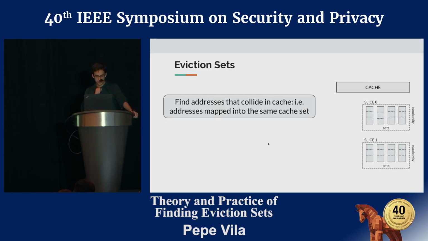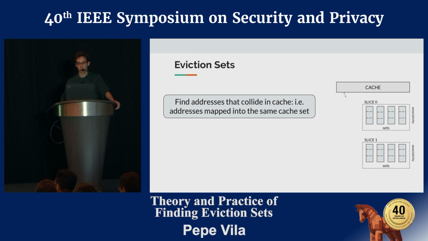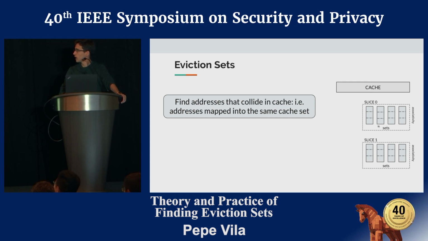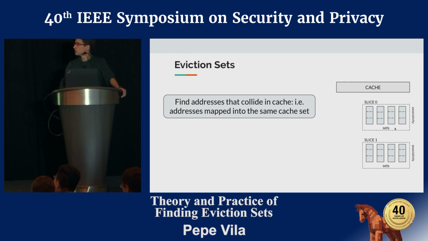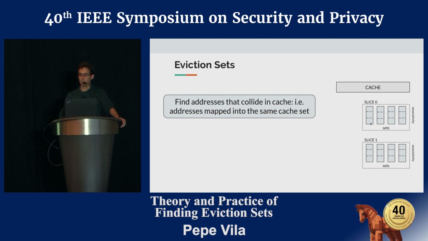So let me start by talking about what eviction sets are. We all know that our computers have these small memories for speeding up computations that are called caches. We usually split these caches into slices, and each slice has several cache sets. And each of these cache sets has capacity for associativity many memory blocks.